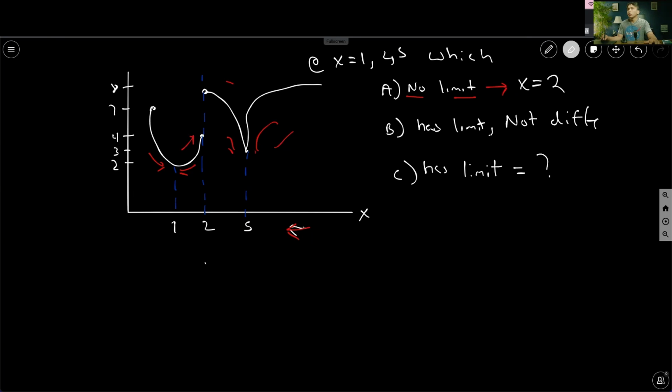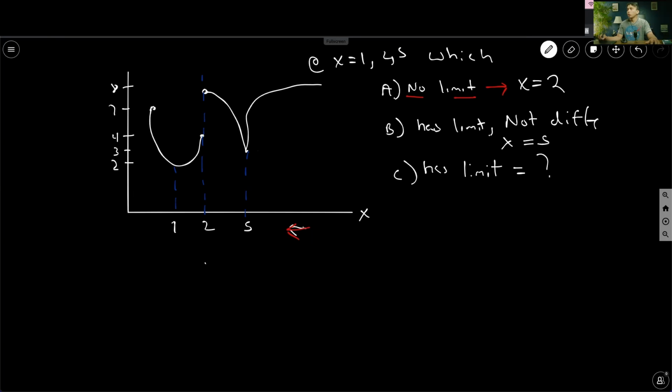All right, and the second question asks us which one has a limit, but we can't take the derivative of it. Well, whenever we can't take the derivative of something, it's usually a sharp turn. If it has a limit, that means it's approaching the same value. Looking at that, that is at x equals 5 right here. They're approaching the same value and it's continuous, but because it's a sharp turn, it is not differentiable. So x equals 5, not differentiable.